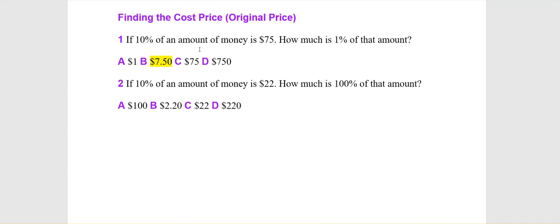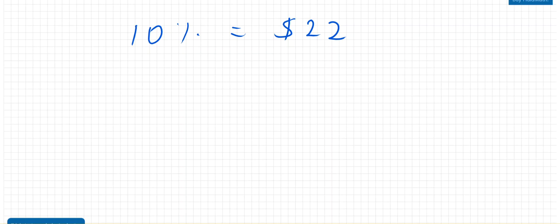Okay, so with question 2, it says if 10% of an amount of money is $22, how much is 100% of that amount? So in other words, what's the original price? Because remember, original means we always start at 100%. So once again, let's do the exact same thing. So 10% is $22. So turn that 10 into 1 to find out what's 1% worth. If you decided to turn that 10% into 100 and do it that way, that's correct as well. But I'll stick to that same method.